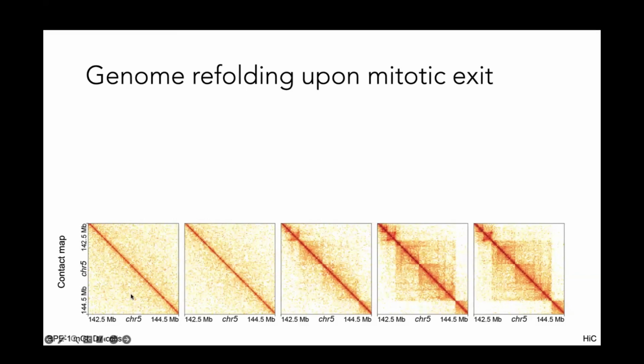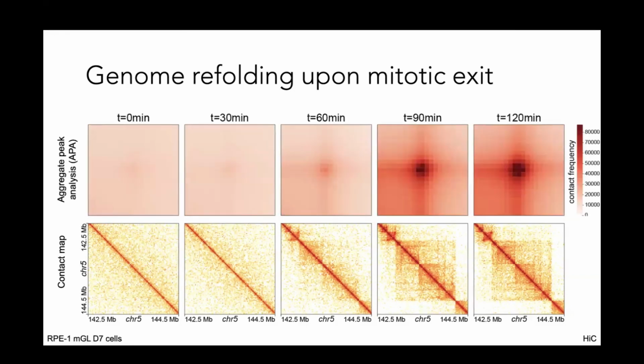This is essentially in the synchronized cells that are in prometaphase, and this is over 2 hours of release, and you see the reformation of these domains. And we can look at that both as these heat maps as well as these aggregate plots, where this is aggregating the peak signal across all of the domains in the genome. You can see these focal loop-like signals reform.